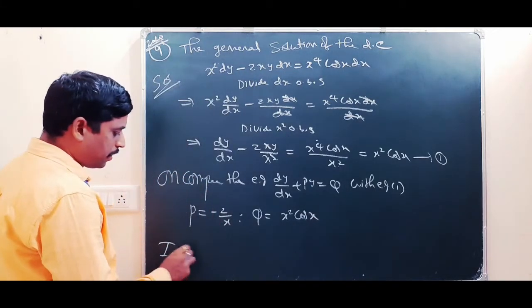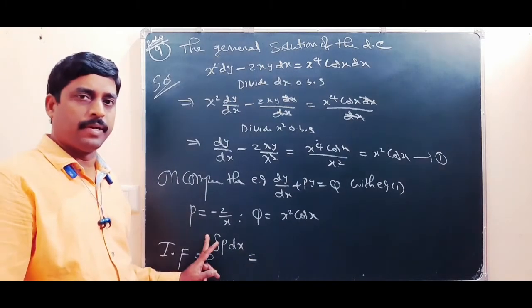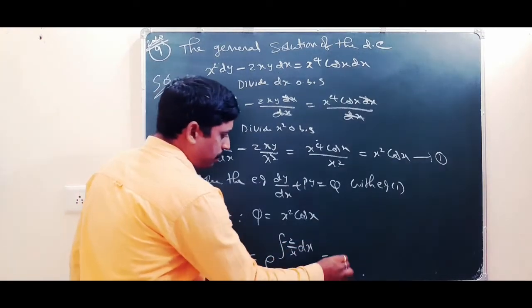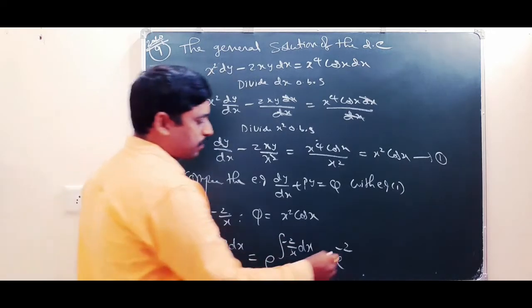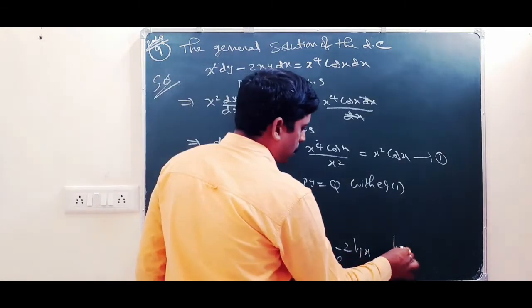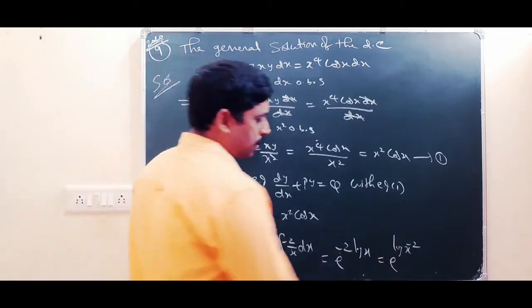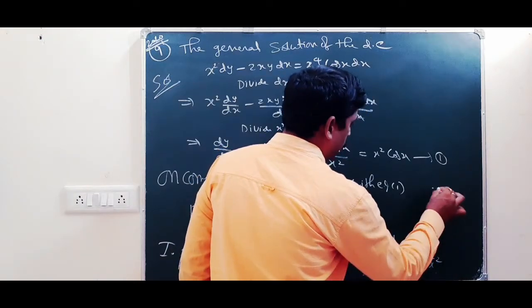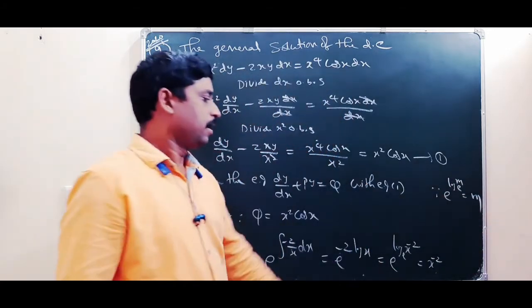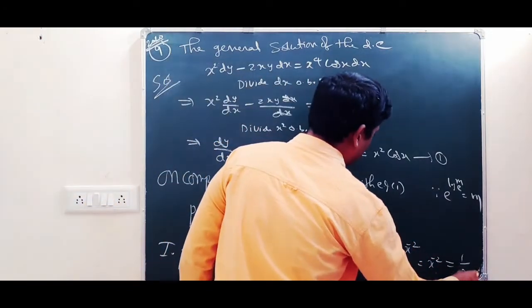Now first we have to find the integrating factor. In the formula, this is e to the power integral p dx. E power integral p dx. E to the power integral of p value minus 2 by x dx. So minus 2 constant, integral of 1 by x, we have log x. E to the power minus 2 log x. Minus 2 log x is nothing but log x to the power minus 2. E to the power log x to the power minus 2. We have one formula, e to the power log m base e is equal to m. So e to the power log x to the power minus 2 base e gives x to the power minus 2. This is equal to 1 by x square.